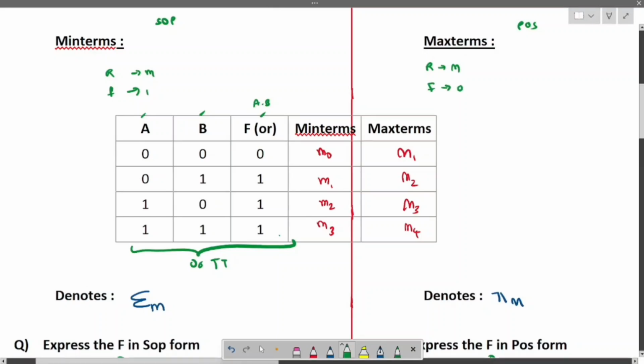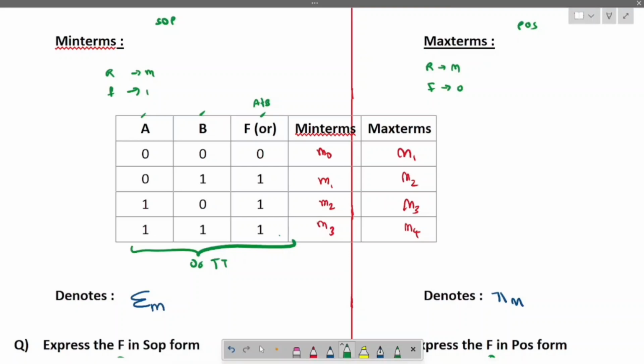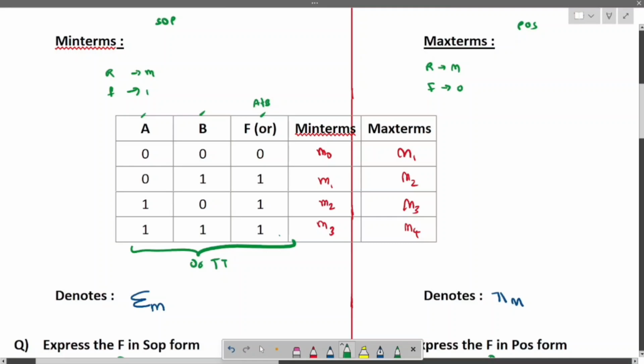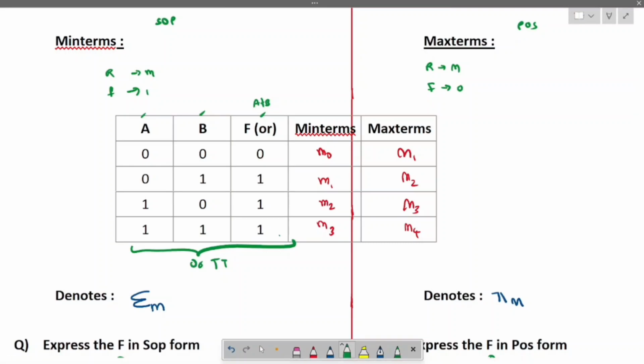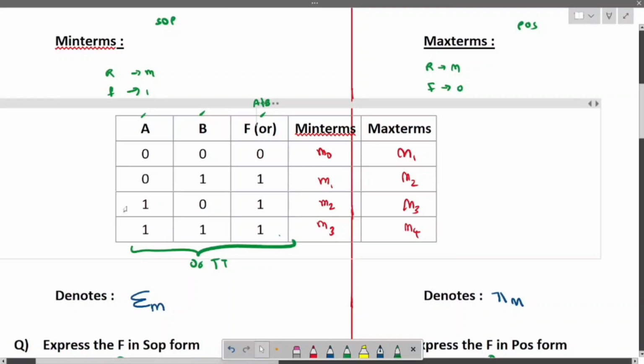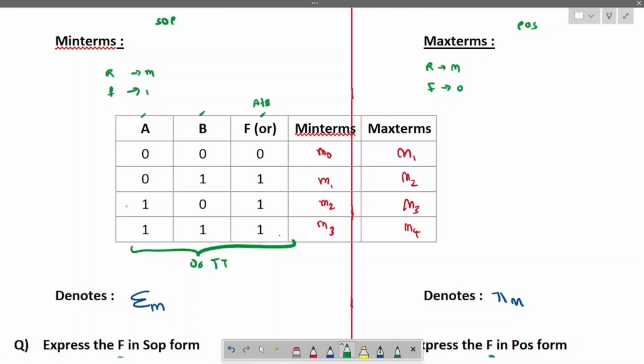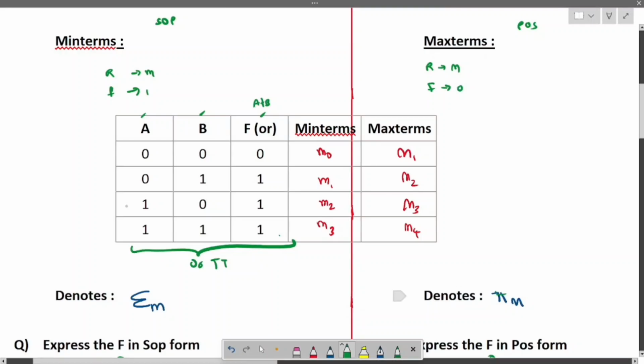Now we know that 0 plus 0 is 0, 0 plus 1 is 1. I hope you all know about the OR truth table. Now let us convert these minterms and maxterms into SOP and POS. SOP is denoted with summation of small m, and POS with pi of capital M. It is good practice to mention small m and capital M as suffixes.